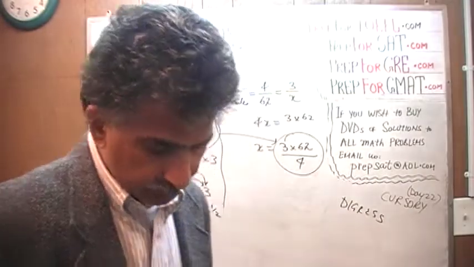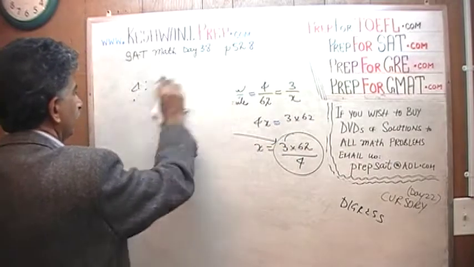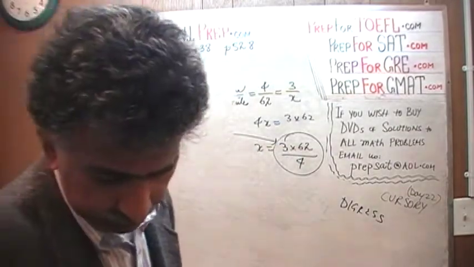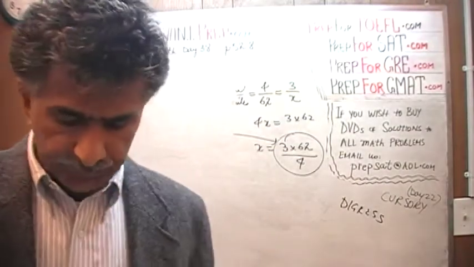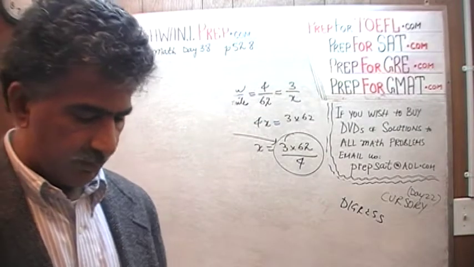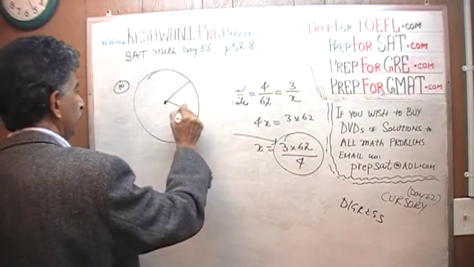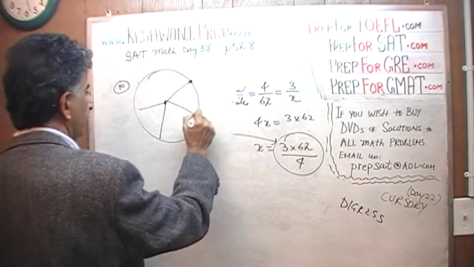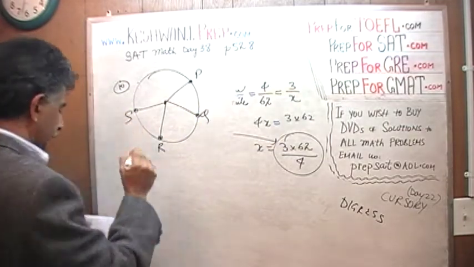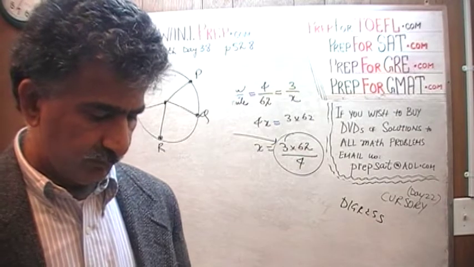Number 10. P, Q, R, S, and T lie on a circle with center P. So here's the center P. They don't tell us where Q, R, and S are, so they could be anywhere, because they're not telling us where they are located.